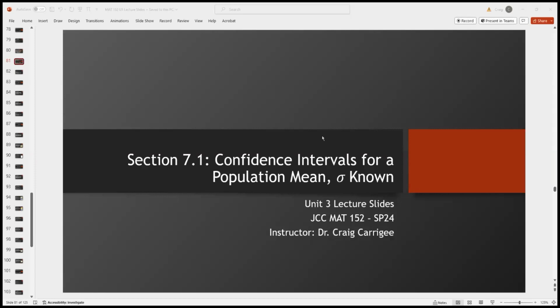And we're also going to do that whether we know the population standard deviation, or in the next section, if we don't know the population standard deviation. The process is very similar in these first two sections, with only very small differences. And so you'll see that as we go along.